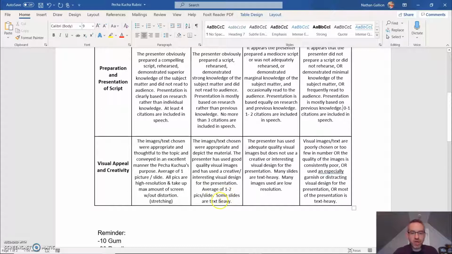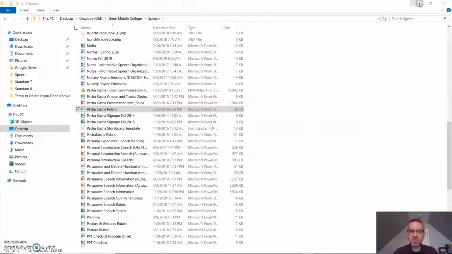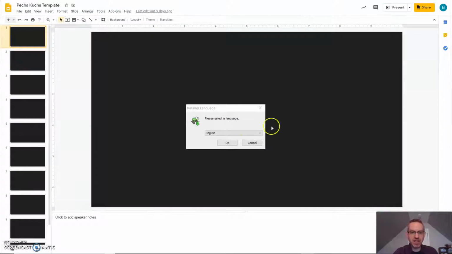The only other thing I'd mention in the rubric is that you start to see in the B category, some slides are text heavy, many slides are text heavy, the presentation is text heavy. This is a picture-oriented thing, so you shouldn't have lots and lots of those.